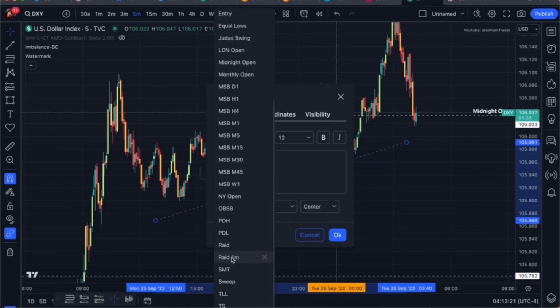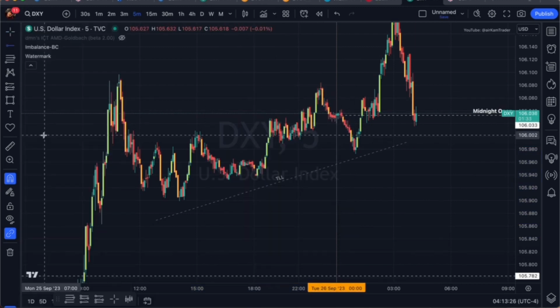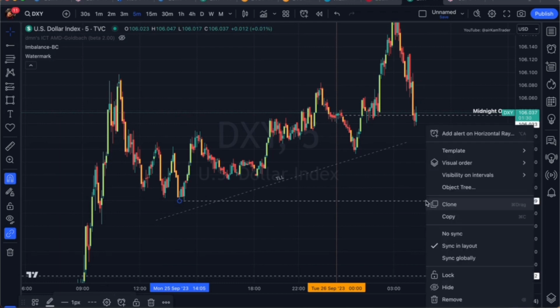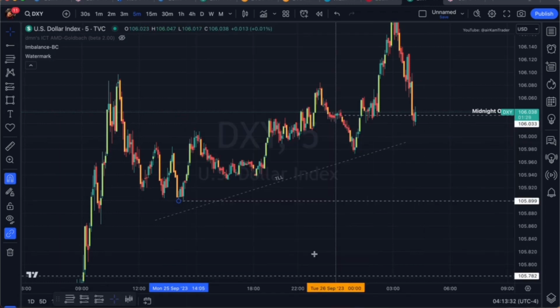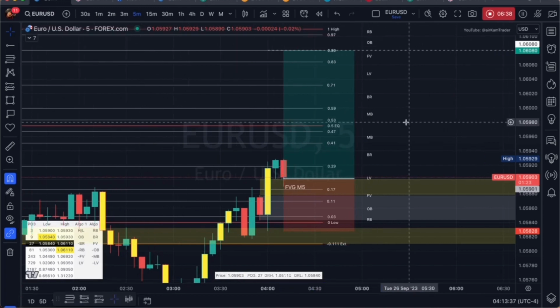There we go, equal lows. Oh no, trend line liquidity. And I just set an alert there, just in case the DXY takes the trend line liquidity before EU TPs, then I may want to manually TP EU. Okay, let's speed this up a little bit.